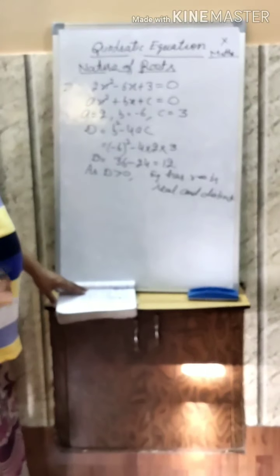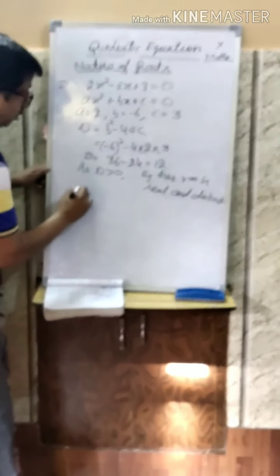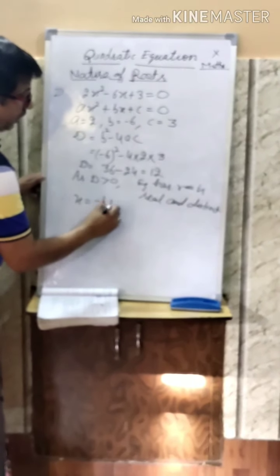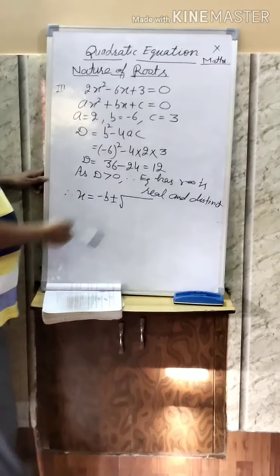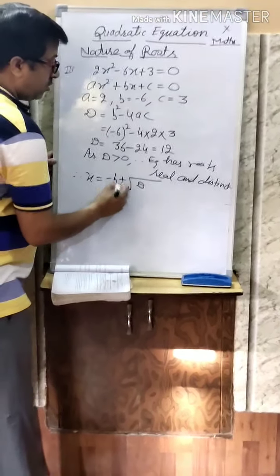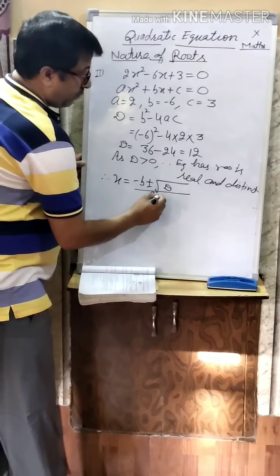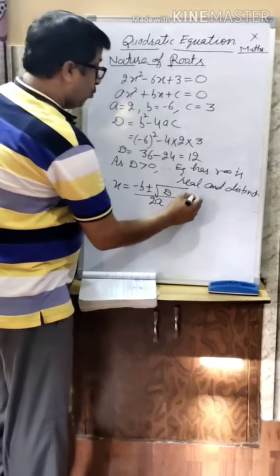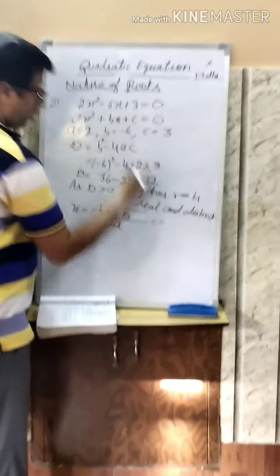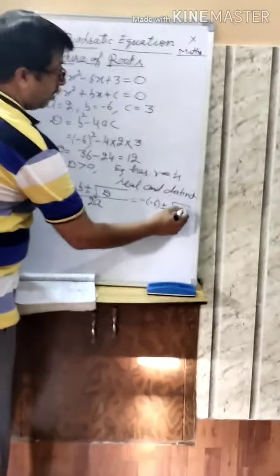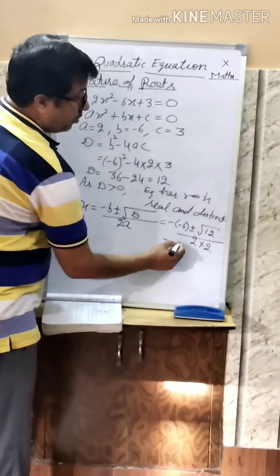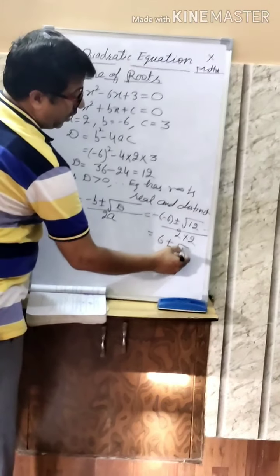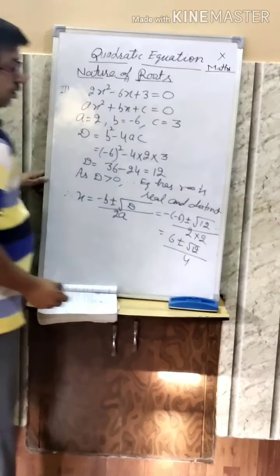If roots exist, then you have to find them. So how will you find the roots? x is equal to minus b plus minus root of b square minus 4ac, or you can write D also. Minus b plus minus root D upon 2a. What is b here? Minus 6 plus minus root D, D is 12, upon 2a. a is 2, so 6 plus minus root 12 upon 2 into 2, that is 4.